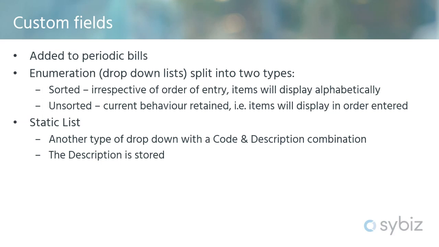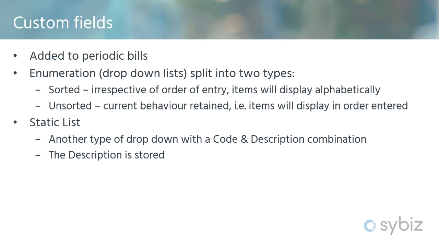From a custom fields perspective, we've added them to periodic bills, both at the header and line level, and that's just part of your normal sales transactions custom fields. They're actually called enumeration types of custom fields, but you probably know them better as drop-down lists. And we split those now into two types: there's a sorted list and an unsorted list.